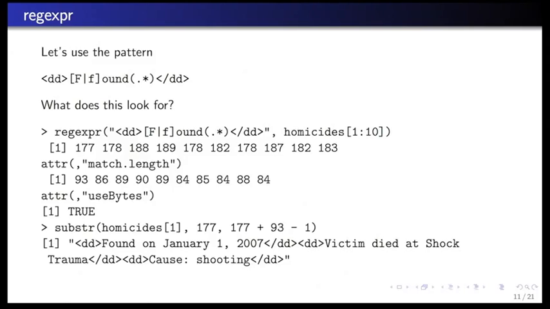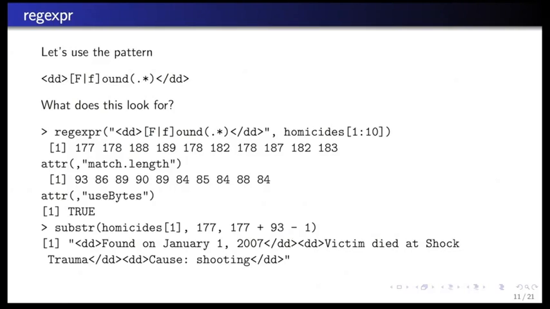If I wanted to see what the match is, let's take the first character string in this vector, and I can use the substring function, which takes a character string or character vector, and takes the starting character and the ending character, and it will extract out that string. Now I know it starts at 177, and I know it's 93 characters long. So I can start at 177, go 177 plus 93, but then I need to subtract off 1 because this 93 includes the first character. So I'll just subtract off 1, and then you can see it extracts this string.